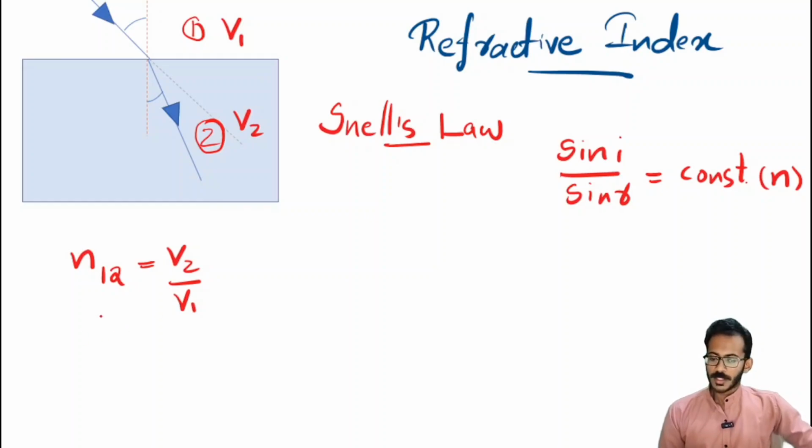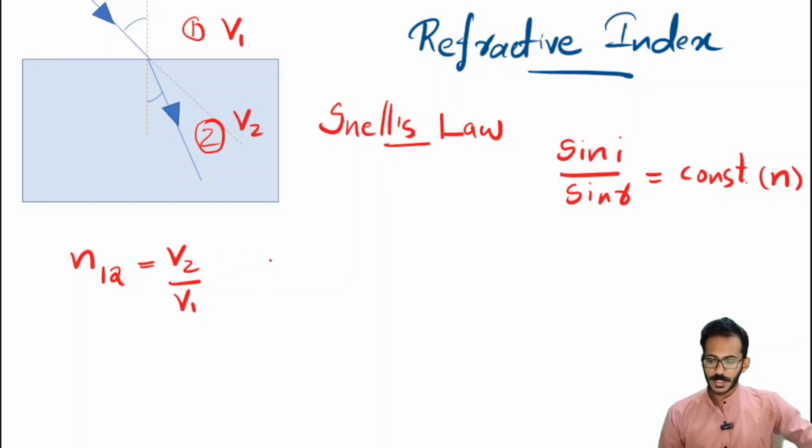So the refractive index of the first medium with respect to the second medium, that is, the refractive index of this medium with respect to this medium, can be written as V2 by V1. To remember it easily, just remember: if you write 1, 2 here, it should be 2, 1 there. 2 in the numerator and 1 in the denominator.